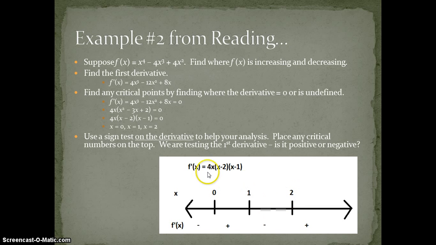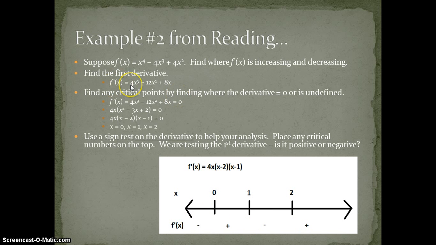A number bigger than 2. Let's say 3. If x is equal to 3, we get 4 times 3, which is positive. 3 minus 2, positive. 3 minus 1, also positive. All positive gives us a positive. I want you to notice a pattern here. We get negative, positive, negative, positive.